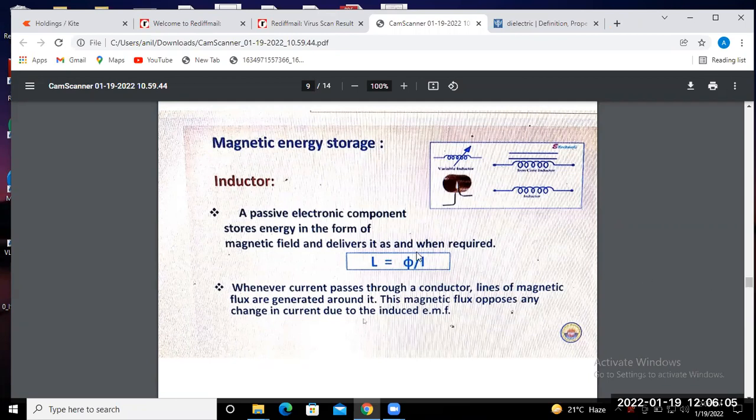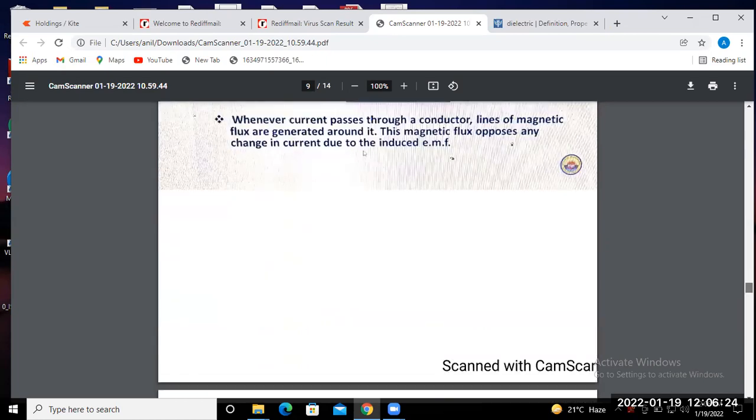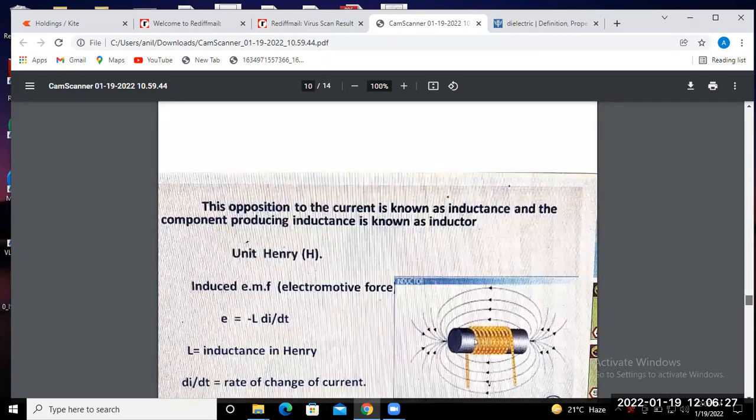Since the current is alternating, the flux is also changing. That means flux linkage in the particular coil, so EMF will be induced. So EMF is directly proportional to the rate of change of flux, or maybe current. So we put here that the EMF induced is directly proportional to the rate of change of current, that means di by dt.